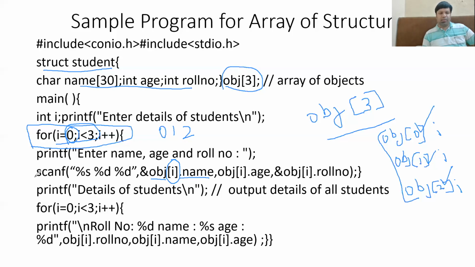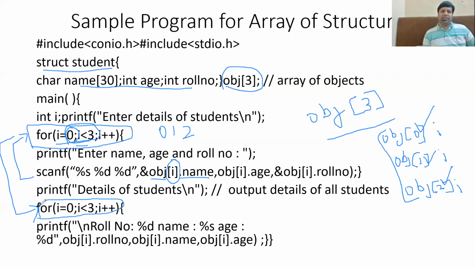Now when the input for the first object is taken, we go back to this statement and the value of I is incremented to 1, and then it is incremented to 2, and the loop terminates when the value of I becomes 3, because 3 is not less than 3, and we come here. Similarly, we can display the value of all elements of the array of structure objects using the for loop.